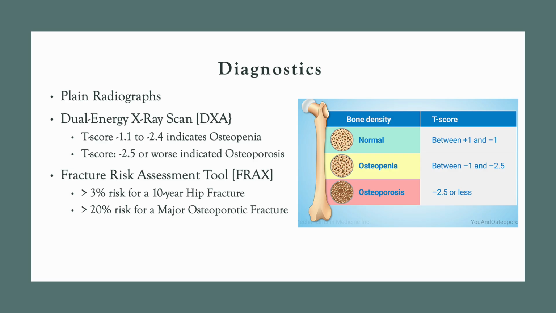There are two different risks that can be determined. A 10-year hip fracture risk of greater than 3% is indicative of osteoporosis. A major osteoporotic fracture risk of greater than 20% is also indicative of osteoporosis. Both scenarios warrant pharmacological therapy.